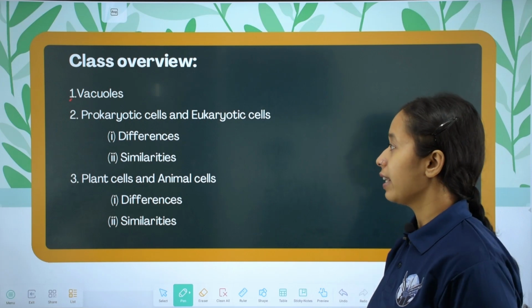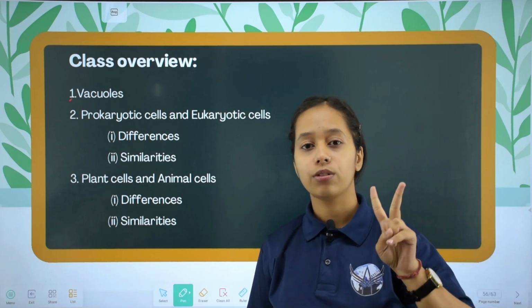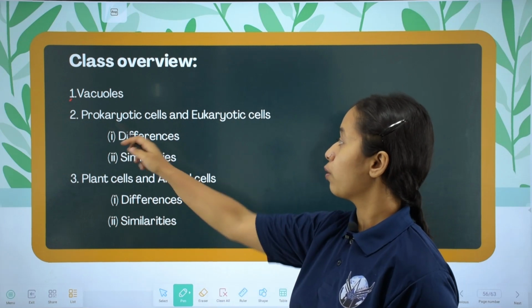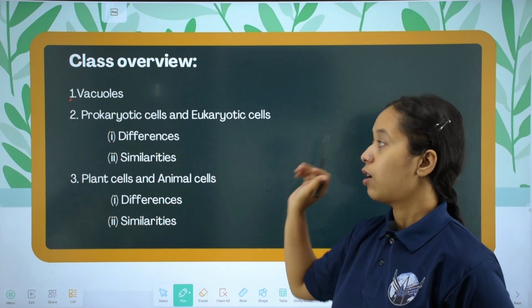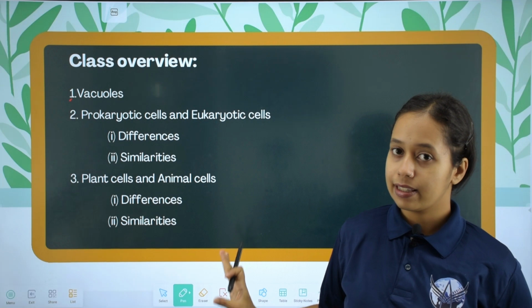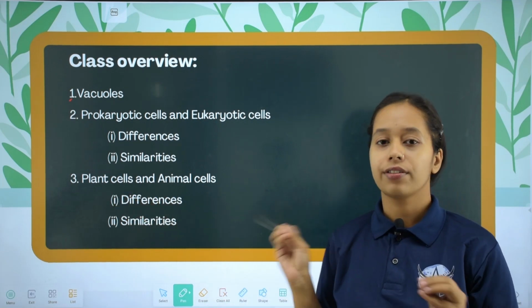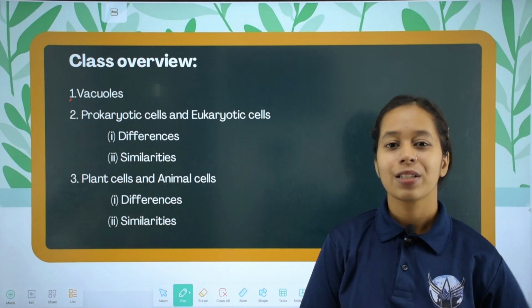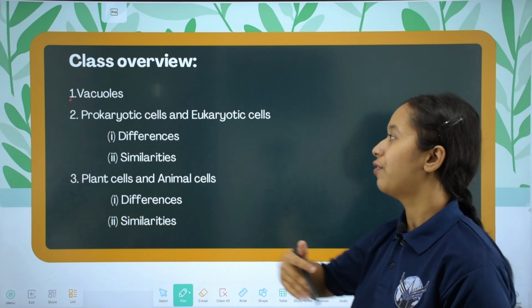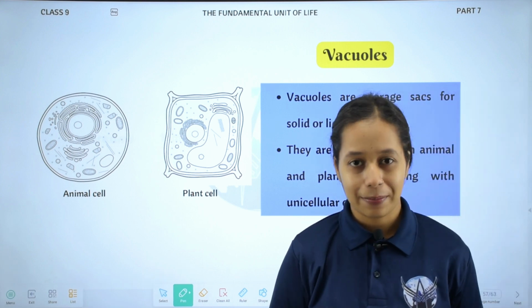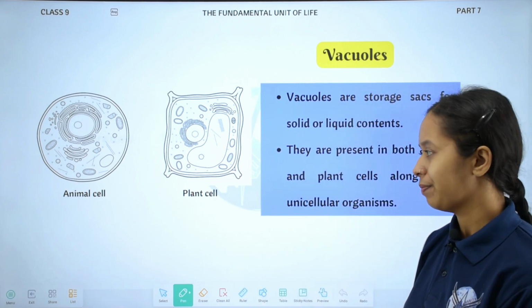Then we will be discussing two more topics which are very important, which is prokaryotic cells and eukaryotic cells. We'll be discussing the differences and the similarities, and then plant cells and animal cells, both the differences and the similarities. So let us start today's class with vacuoles, that is our last cell organelle to be discussed for class 9. So what are vacuoles?